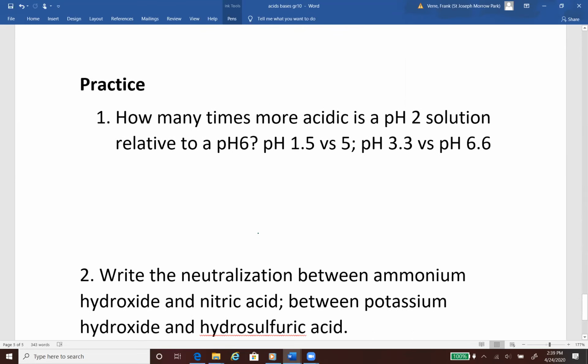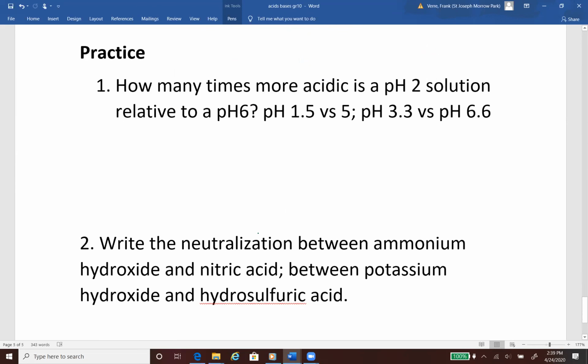Here are just some practice questions. So for instance, how many times more acidic is pH 2 relative to 6? We actually did that one. pH 2 is 10 to the negative 2. pH 6 is 10 to the negative 6. So negative 2 minus negative 6 is positive 4. So that's 10 to the power of 4. So that would be 10,000 times more acidic.